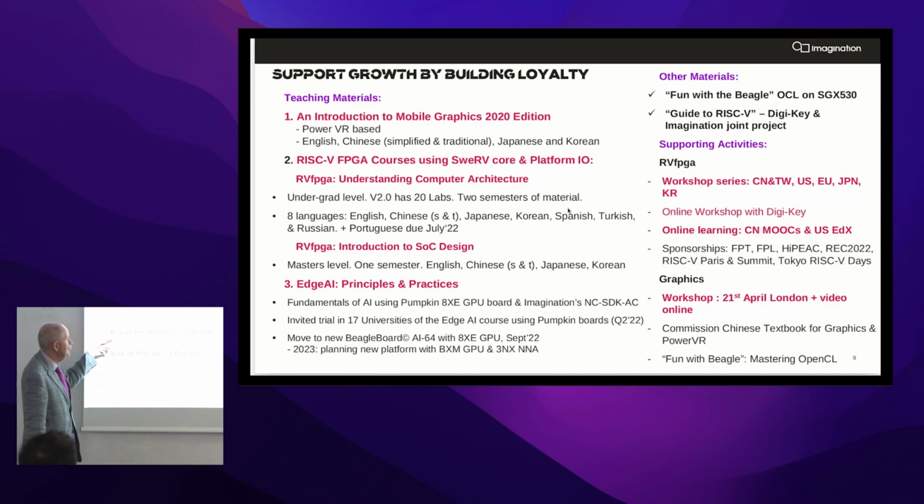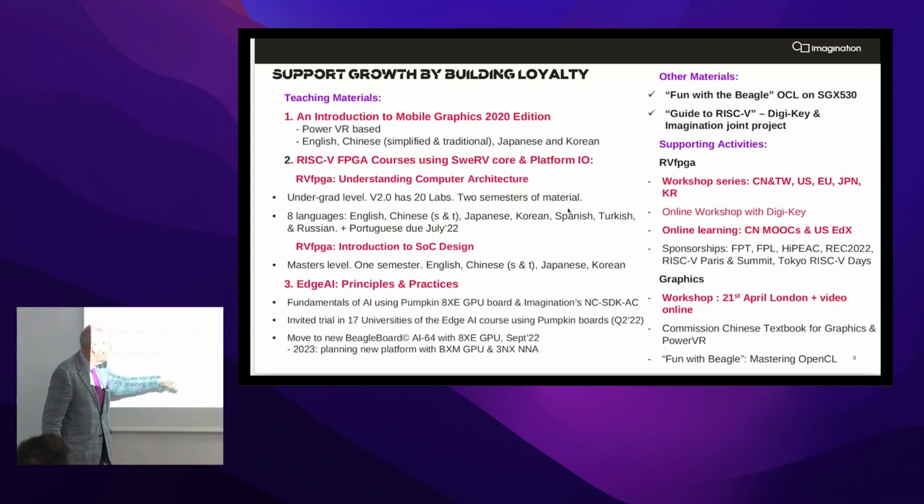It has a sister course, Introduction to SoC. The logic behind this is, okay, now you've understood something about computer architecture, you've delved into the processor to get some knowledge of how it works. Now let's create a system on chip on the FPGA system and look at what's involved in actually creating a real SoC. And then the third area of activity, we have just finished the trial on this.